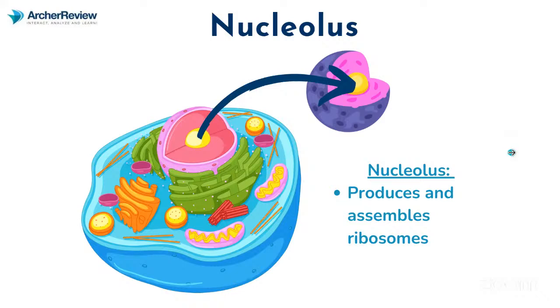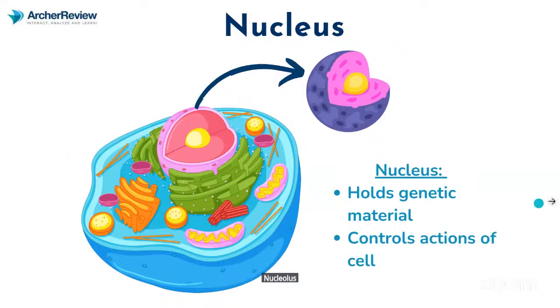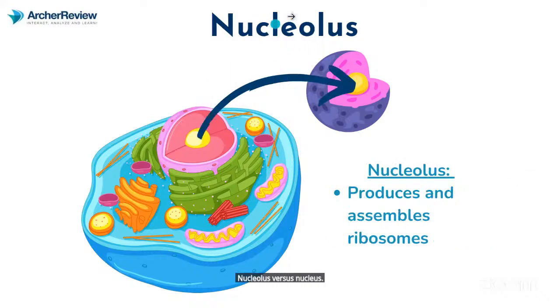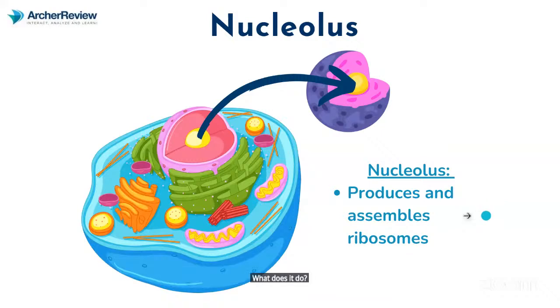Now, the nucleolus is inside the nucleus. And notice that this is a different structure. I think this is something that we commonly can mistake. So look closely at this word, nucleolus versus nucleus. See how this has Leo in the middle of it? Use that Leo in the middle of it to remember that it's something in the middle of the nucleus. What does it do? It builds ribosomes.